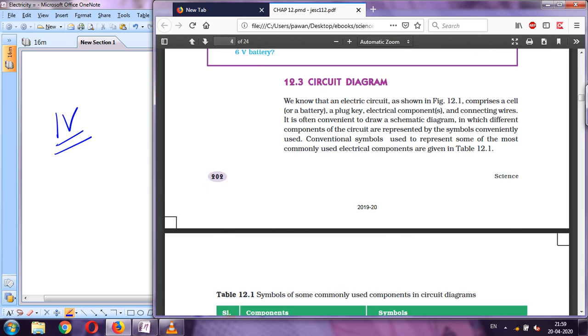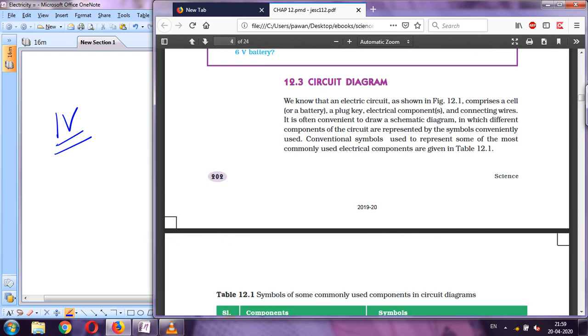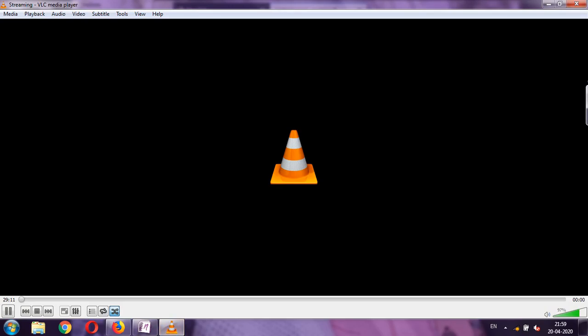Let us move to the book. After this what do we have? Circuit diagram. This we will study in the next class, or you can say the next part of the video lecture. So till then, revise all these things. If you are not getting anything, you can ask.